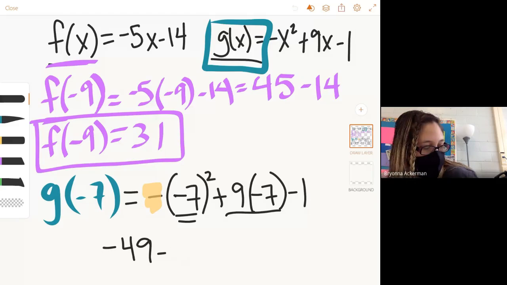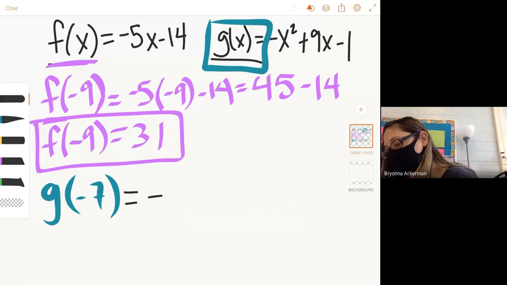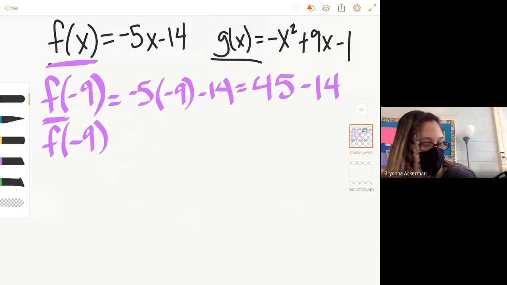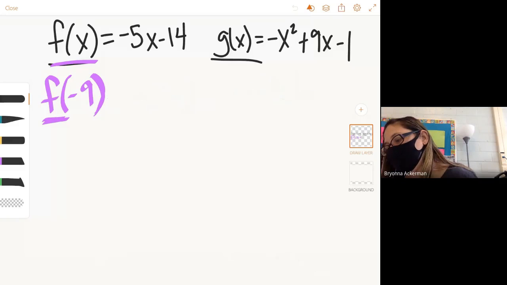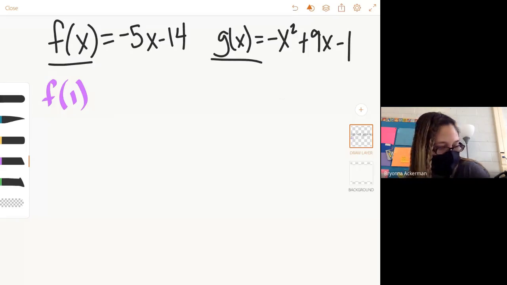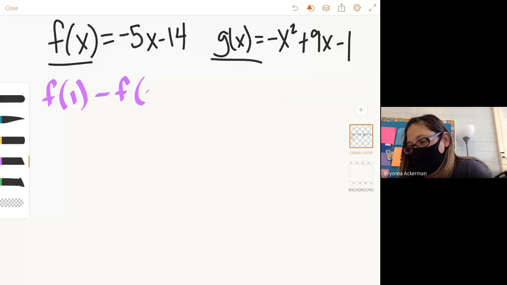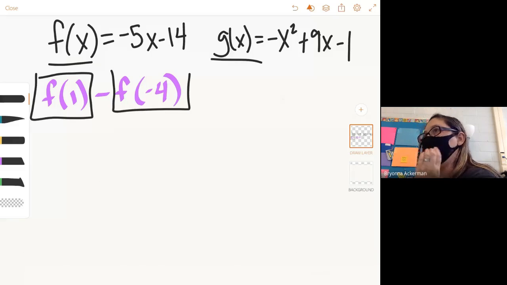Okay, so I'm going to skip on to number 5. Number 5 looks way different. It says f of 1 minus f of negative 4. Okay, so that looks really weird. Treat them as two separate problems. So we're going to do this one first and get an answer, and then we're going to subtract whatever we get with this answer. Okay, it's two separate problems.